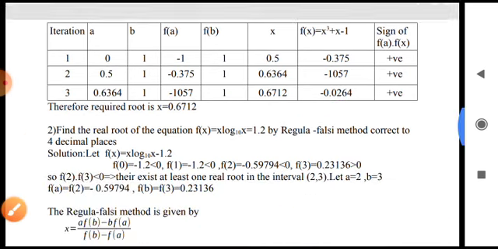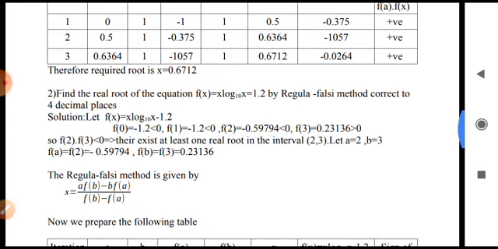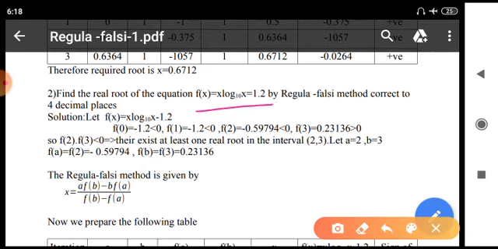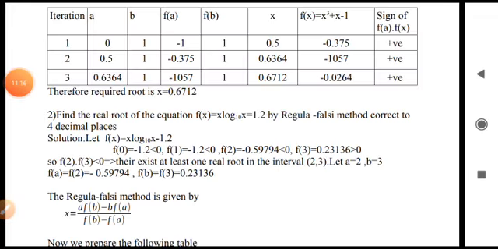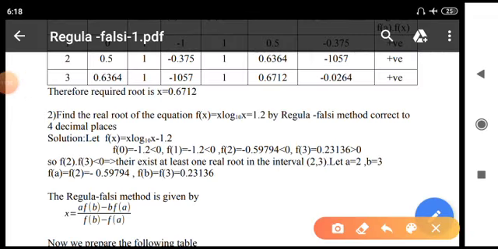Now next we move on to the second problem. Find the real root of the equation x log x equal to 1.2 by regula falsi method, correct to 4 decimal places. Now solution. Let f of x be equal to x log x to the base 10 minus 1.2. We have to equate f of x always equal to 0, so f of x is x log x to the base 10 minus 1.2.